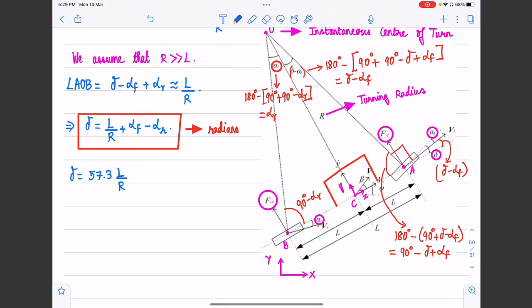Delta equals 57.3 L by R plus alpha F minus alpha R. Now delta, alpha F and alpha R are in degrees. And how did we get this 57.3? It is just 180 by pi. Please note that 180 degrees is pi radians. So I want to convert L by R from radians to degrees, so we multiply by 180 by pi, and 180 by pi is 57.3.